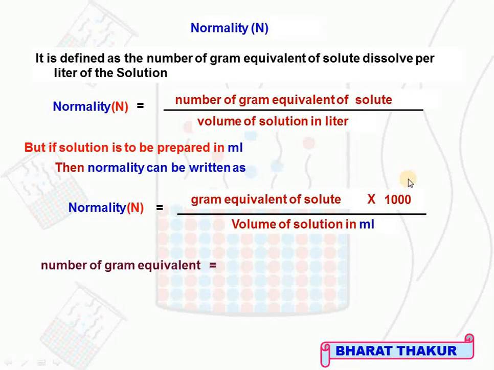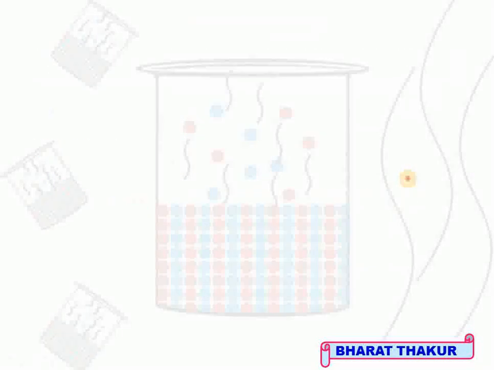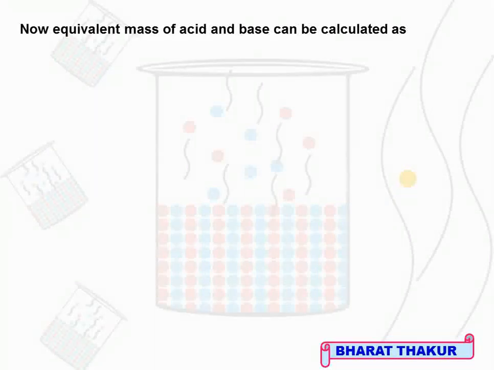Now, how can we calculate the number of gram equivalent? The formula for the number of gram equivalent is equal to the mass of solute divided by the equivalent mass of solute. So here a new term comes: equivalent mass of solute. Now the equivalent mass of a substance, basically in this chapter we are going to deal with acids and bases. That's why we are learning only to calculate the equivalent mass of acids and bases.